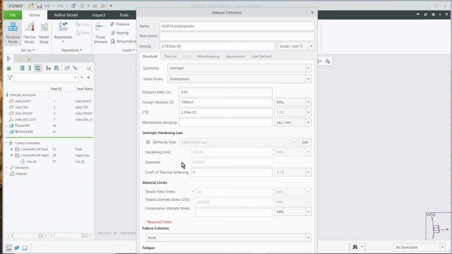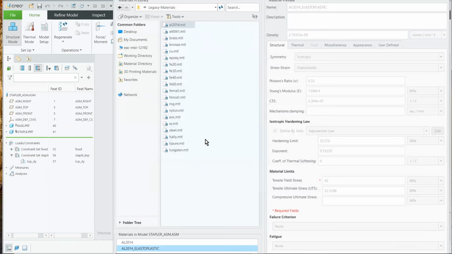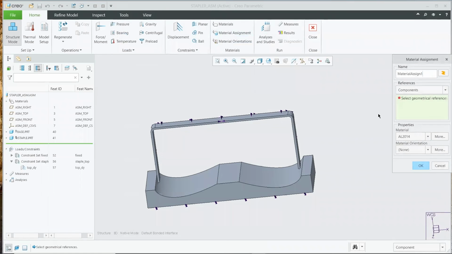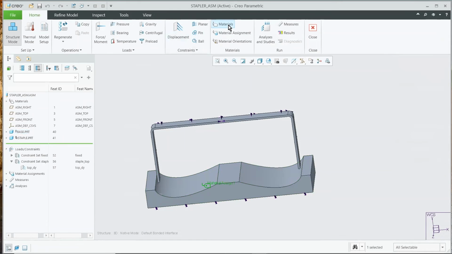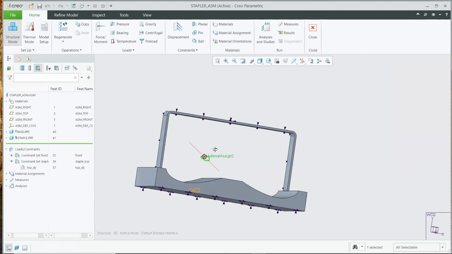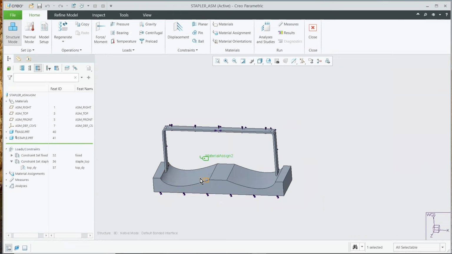So now we have that defined. Now we can assign those materials. So I go over here, and we'll assign aluminum to this component, right? Because these are just going to be regular linear aluminum type parts. And then let's assign our elastoplastic to this guy, right? With the test results in it. So now we've got our materials set. We've got our constraints, basically kind of our load, right? Because we're using enforced displacement. And then we have our materials set.